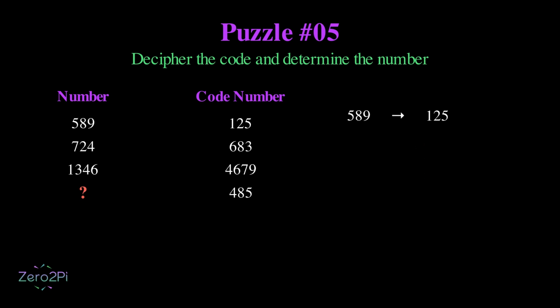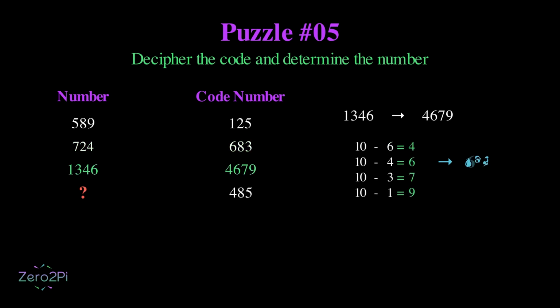Another way of saying this, if we take each digit of the number 589, starting from the last digit, and subtract it from 10, we get its corresponding code, which is 125. Let's verify this with the next two numbers. 724 should become 683. 10 minus 4 equals 6. 10 minus 2 equals 8. And 10 minus 7 equals 3. That gives us 683. Perfect. One more check with the third example, and as you can see, the pattern definitely works for this one too.